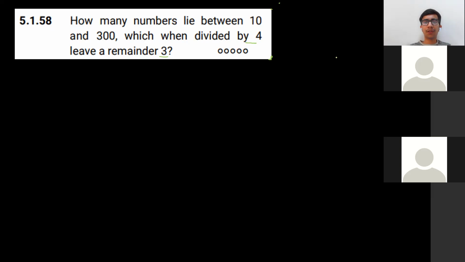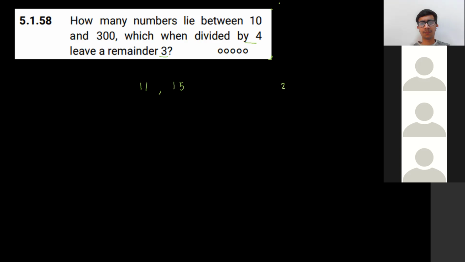Okay, tell me what will be the first term of my AP? 11. Second term? 15. What about the last term then? 299. Okay, so A is 11, D is 4. Let me check for 299 by 4. Right. So AN is 299.